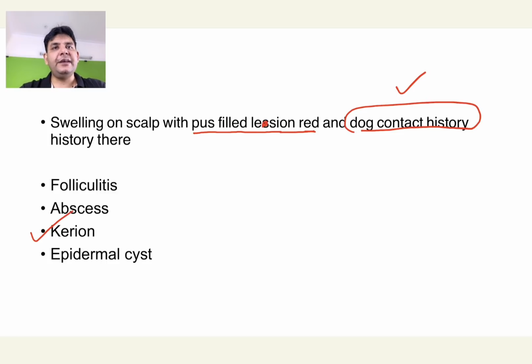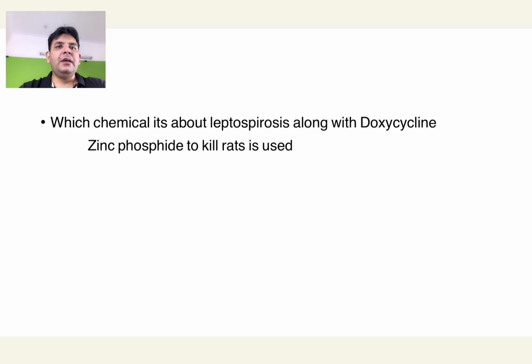They are zoophilic. Okay, and zoophilic means dog. So the answer to our question is chorion here. Which chemical is used? Which chemical is used for leptospirosis? I have taken up only those questions which you have put up in the comment sections. So which chemical is used for leptospirosis along with doxycycline?